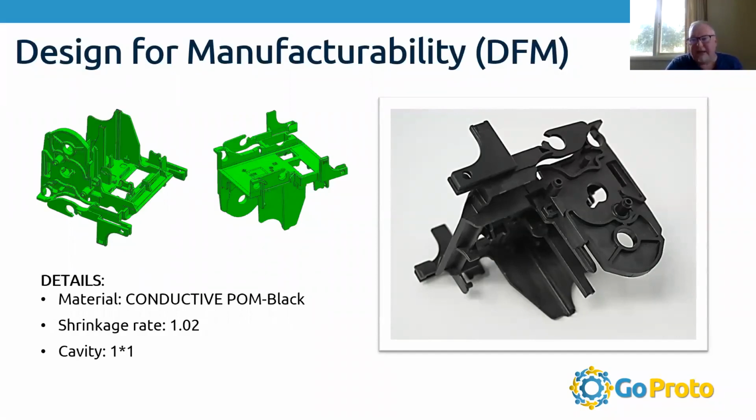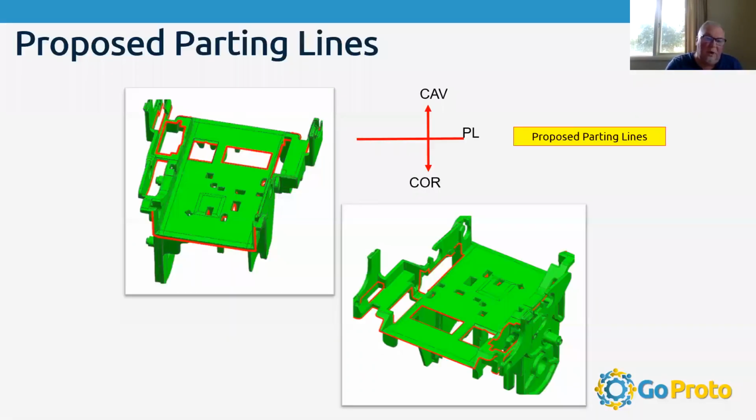So these other slides as we go on won't be in any particular order, but they will all be included in the DFM analysis. We're going to take the part and we're going to look at the parting line. Parting line is where the core and the cavity, the two halves of the mold, come together and they form a line. You'll notice, you'll see it right there.